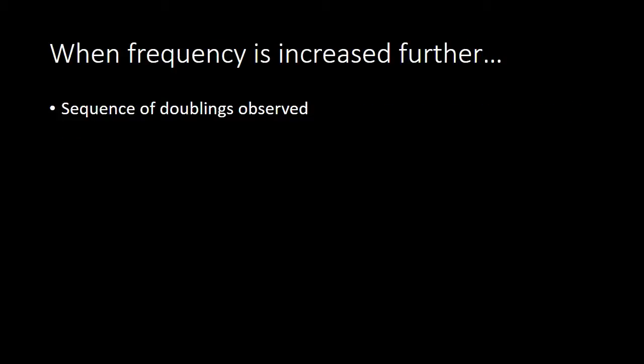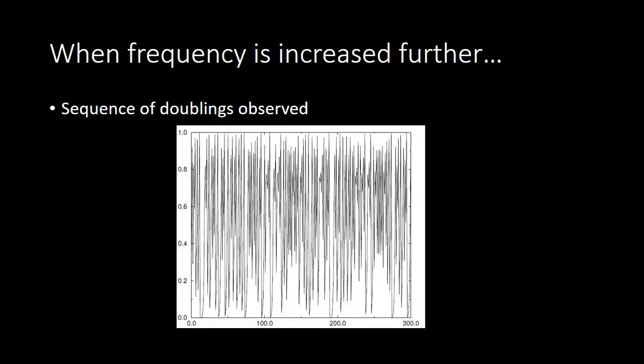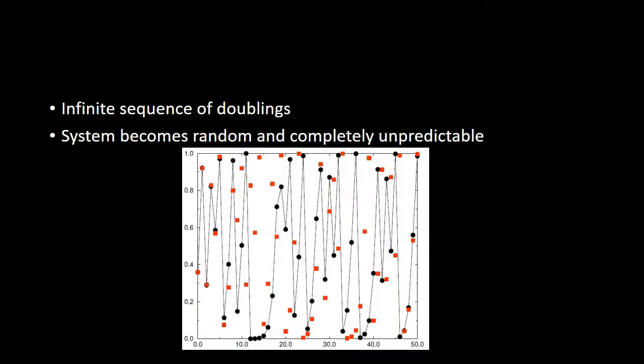When the frequency is further increased, a sequence of doublings is observed. The increasing frequency leads to an infinite sequence of doublings. The system becomes random and completely unpredictable. This phenomenon is called chaos.